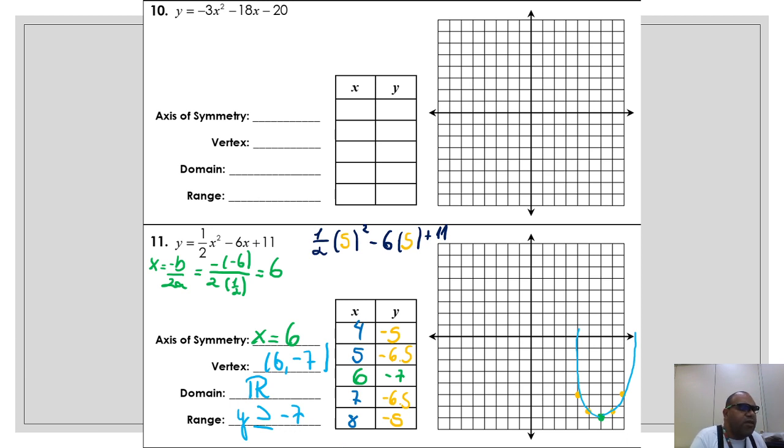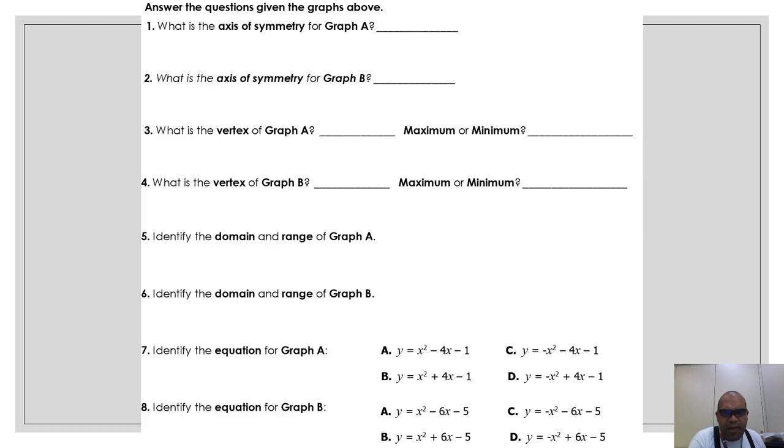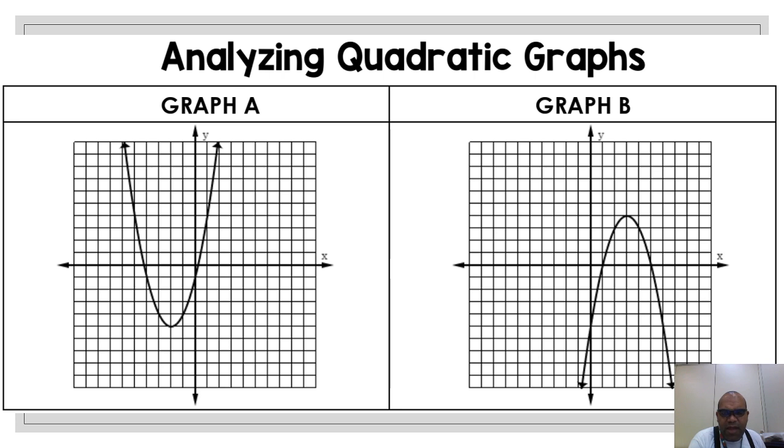And the last thing I would like to talk with you about is let's analyze a graph. I have two graphs, graph A and graph B. Remember, what is the axis of symmetry for graph A? My graph A, the axis of symmetry is over here. Here is my axis of symmetry.